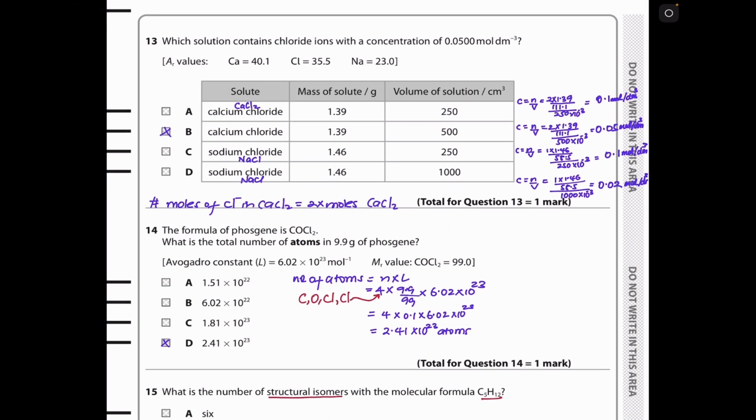Question 13. Which solution contains chloride ions with a concentration of 0.05 mole per decimeter cubed? So they've given us the atomic masses. 1 mole of calcium chloride contains 2 moles of chloride because you can see CaCl2.